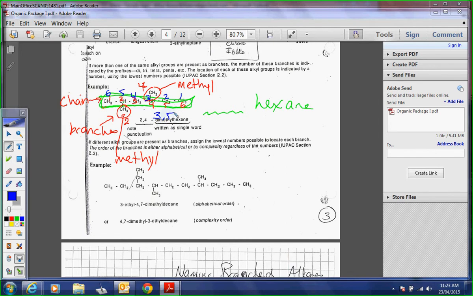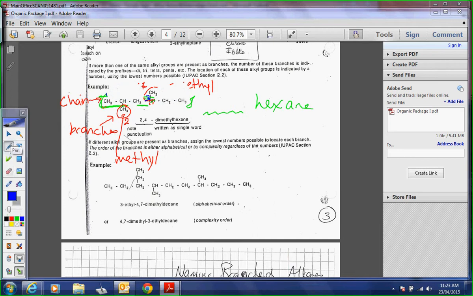So the blue numbering system is higher than the red one. You see that? So I follow the lower one, which is the red one. So I'm gonna erase the blue, and I'm only looking at the red numbering system. Okay, so it's 2 and 4.